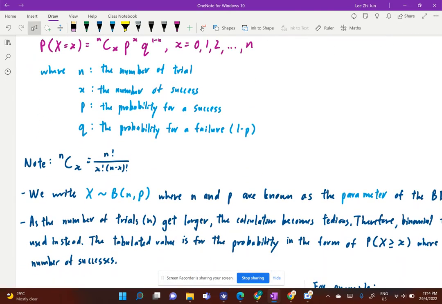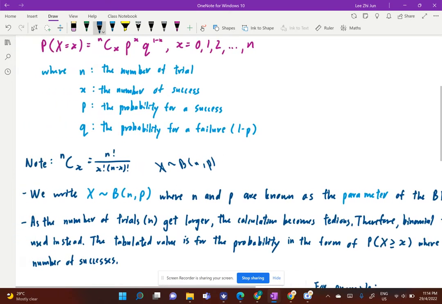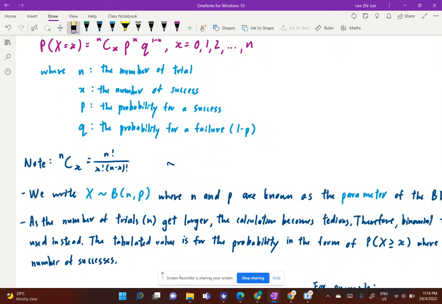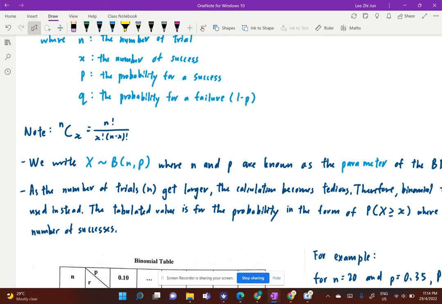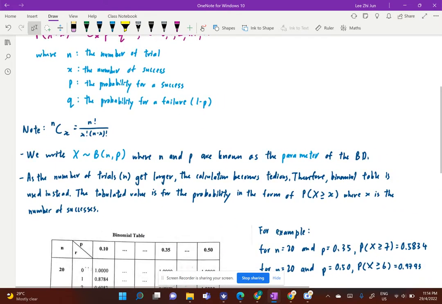So we write it as x is b(n, p). So n and p are known as the parameters of the binomial distribution. As the number of trials gets larger, the calculation becomes tedious. Therefore, the binomial table is used instead.